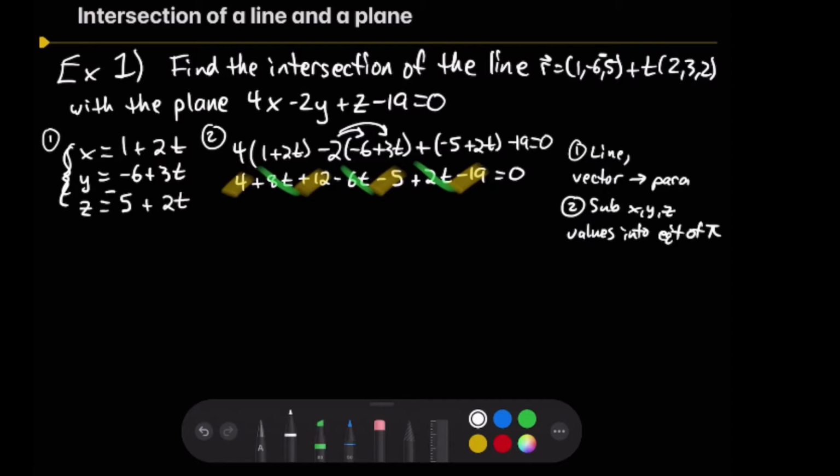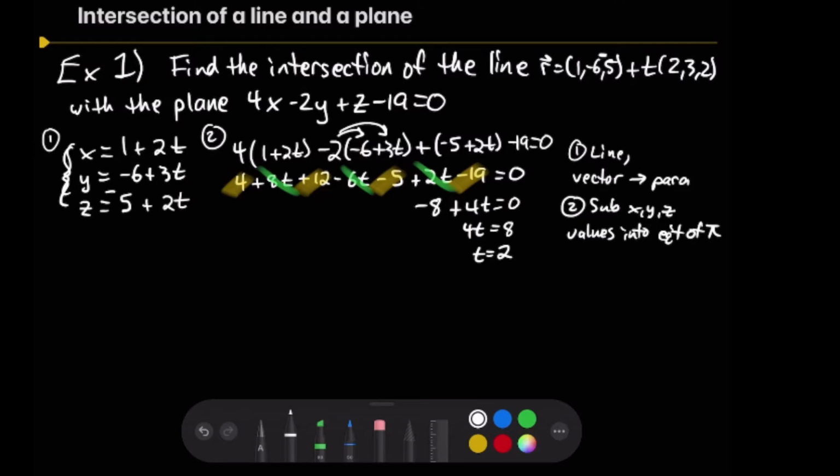All right, so I'm going to have 4 plus 12 is 16, minus 5 is 11, minus 19 is going to give me negative 8. And 8t minus 6t is 2t, plus 2t is 4t. So we're going to see that 4t equals 8, or in other words, t equals 2. And this is where we get the intersection.